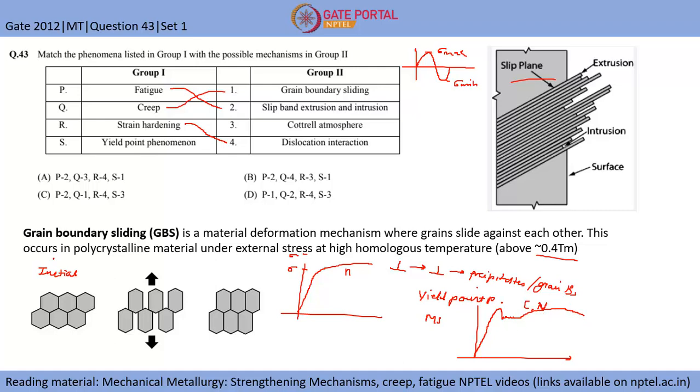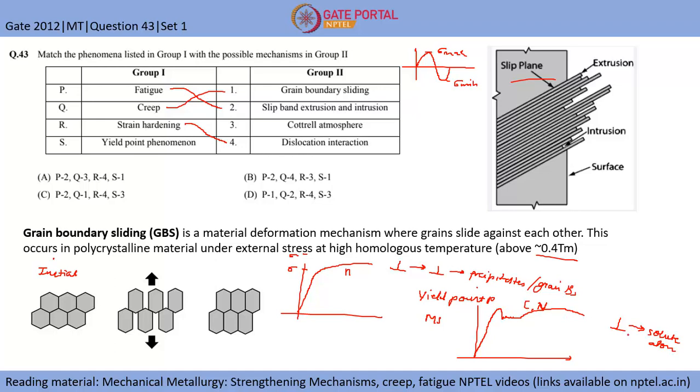So this basic phenomenon is called the yield point phenomenon, and these carbon and nitrogen solute atoms segregating near the dislocations form what is basically the Cottrell atmosphere. Because the dislocations cannot move due to these solute atoms, we require a higher stress than the actual stress required for the material to deform plastically.